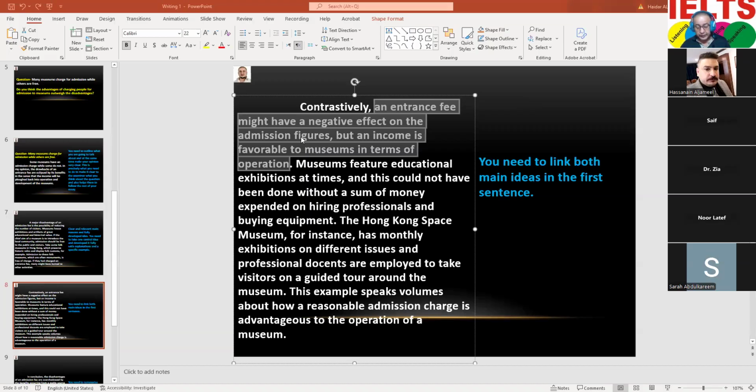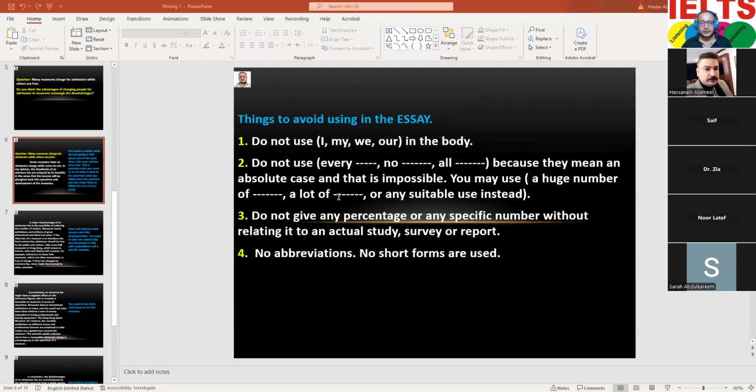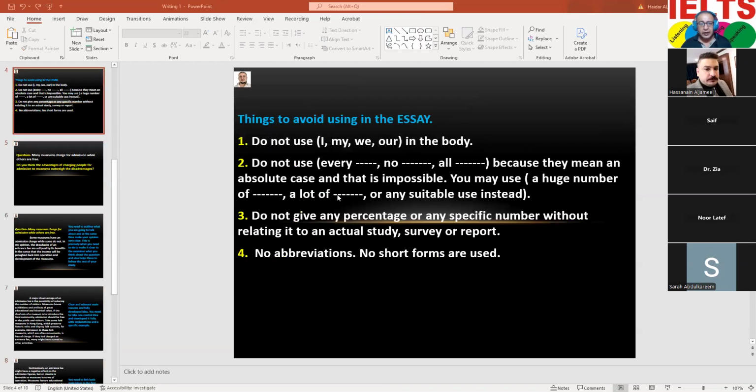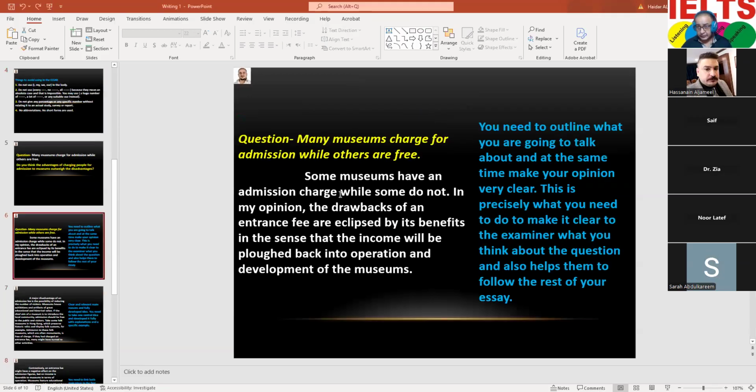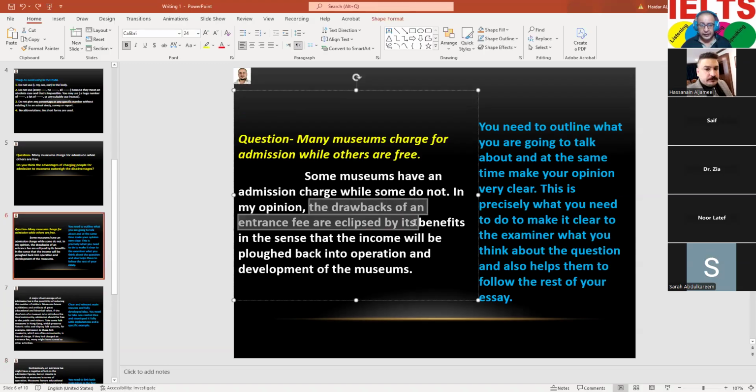Pay attention. There is a very important point I would like to explain here. Let's go back to the introduction. Our answer in the introduction was with the advantages. Here it's very clear that it goes with the advantages, because it says the drawbacks of an entrance fee are eclipsed by its benefits. That means you go with the benefits.